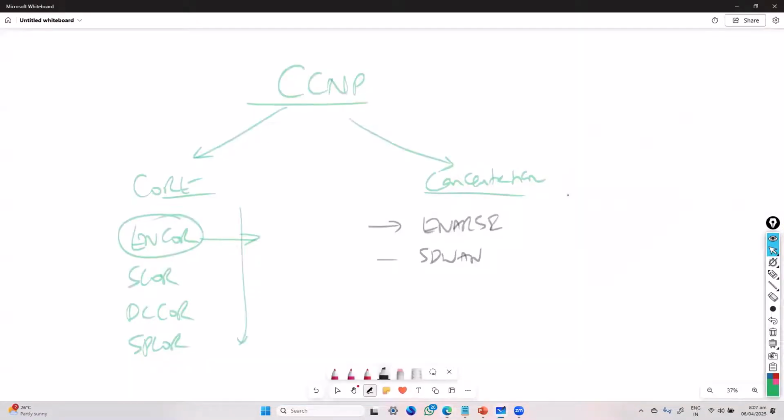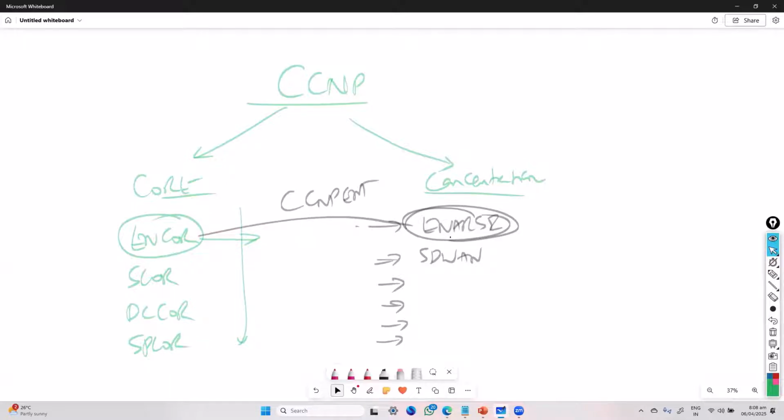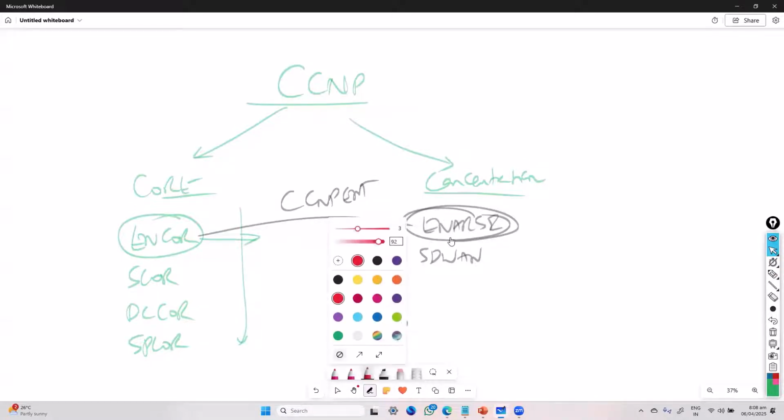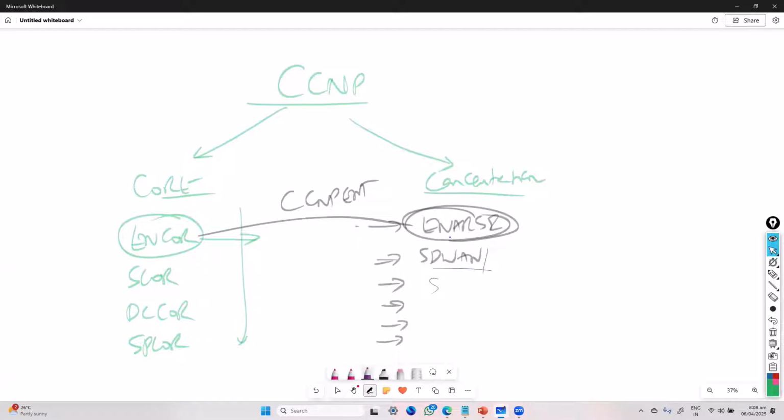In our case, we generally cover these two modules, ENCOR and ENARSI, which are the foundational modules. The other modules are add-on skill sets which you can do separately. But generally, when we say CCNP Enterprise, as per the course here, we'll be covering these two modules. If you're doing CCIE, then probably you'll be adding SD-WAN, SDA, these kinds of modules as well.